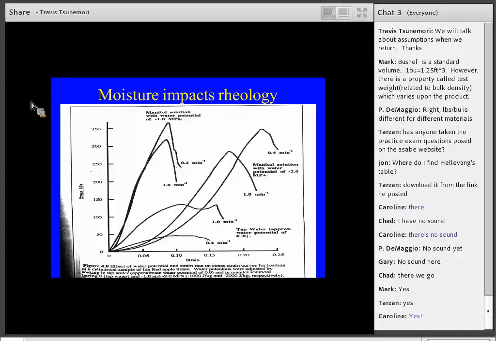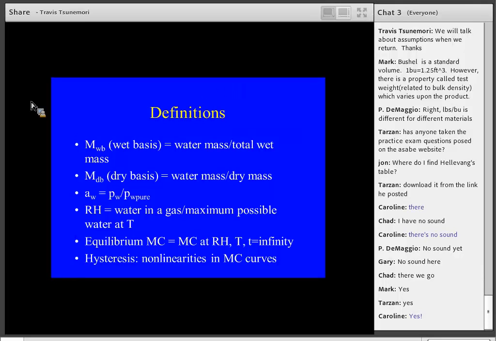We are going to redo this. This is the moisture impacts in rheology. Again, the moisture content of materials can affect their physical properties, their stress strain characteristics. In this case, a piece of apple with different amounts of water in it, and also the rate at which forces are applied can affect how they respond. So again, we're going through some definitions.